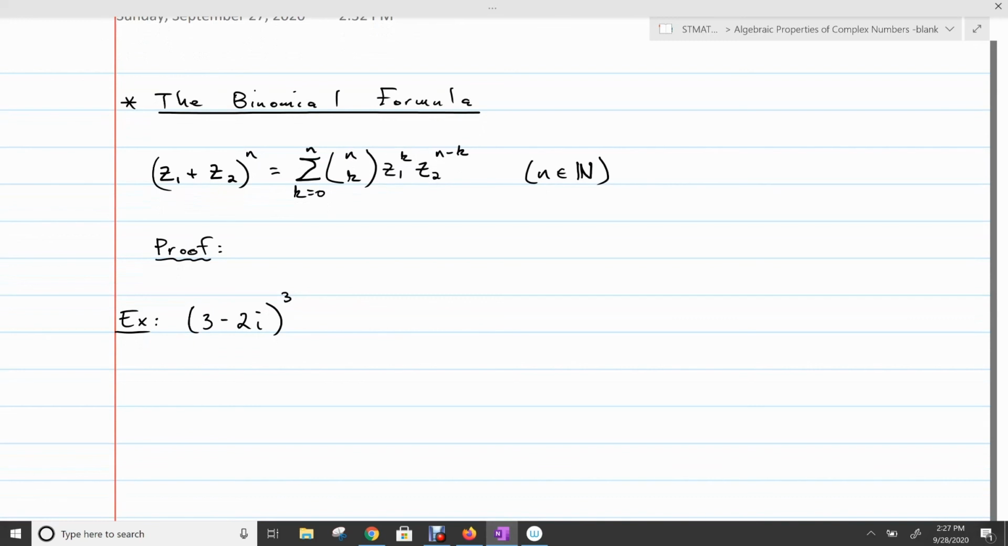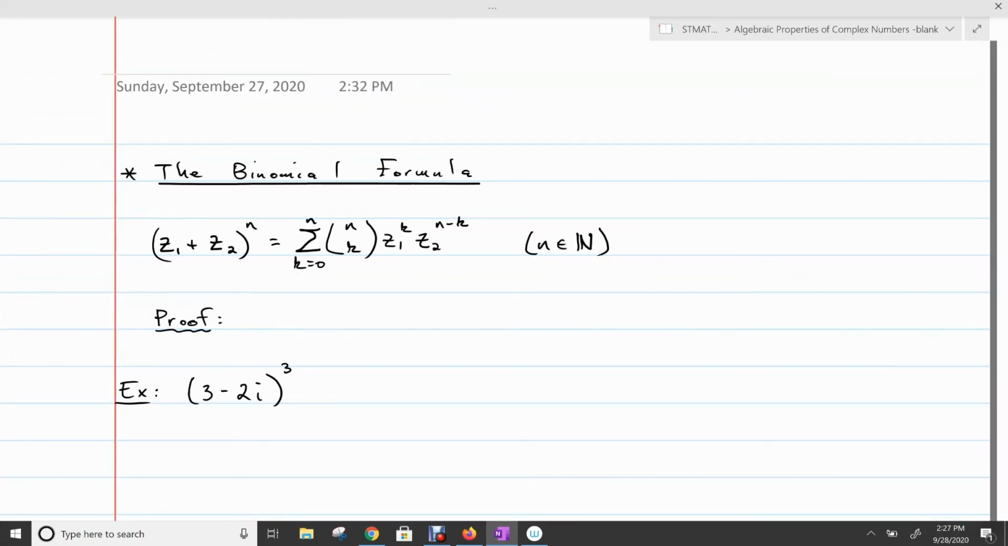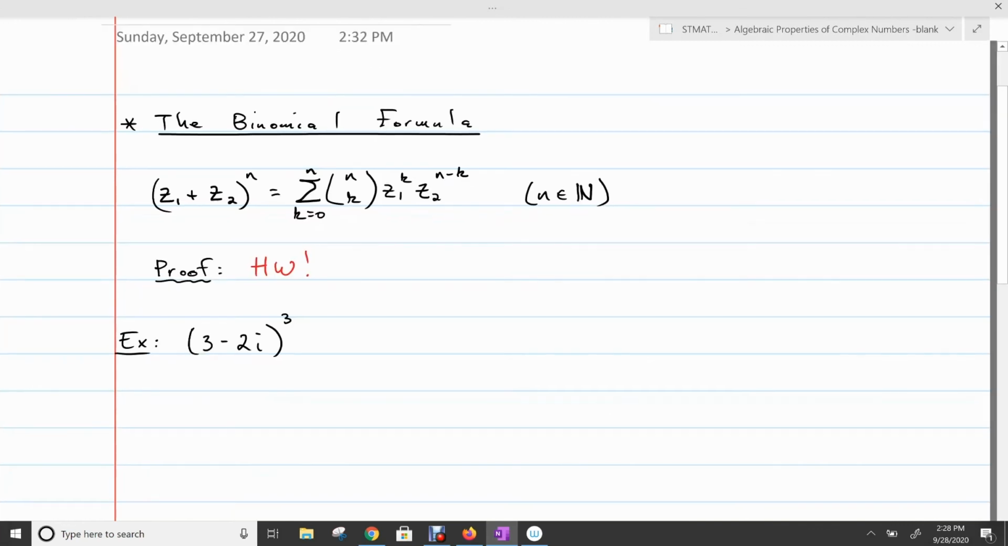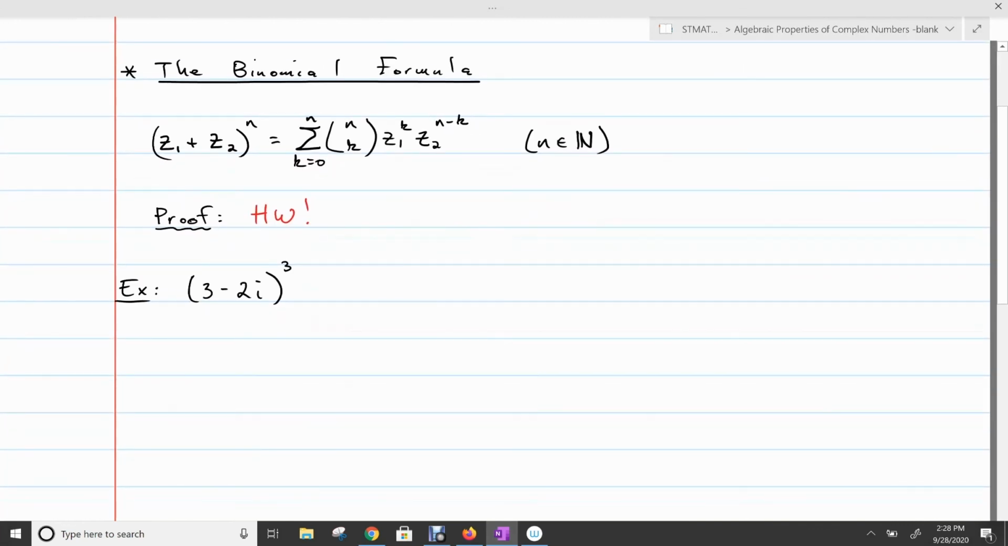So here's a formula that you may have seen before. It's called the binomial formula. The proof of this is left as a homework exercise, but I just want to show you how it works. It's a little bit scary looking. It's called the binomial formula because z1 plus z2 is something that we would call a binomial. It's just an expression with 2 terms. And then when you raise that to the nth power, you get this crazy looking sum on the right hand side that involves n choose k and different powers of z1 and z2.